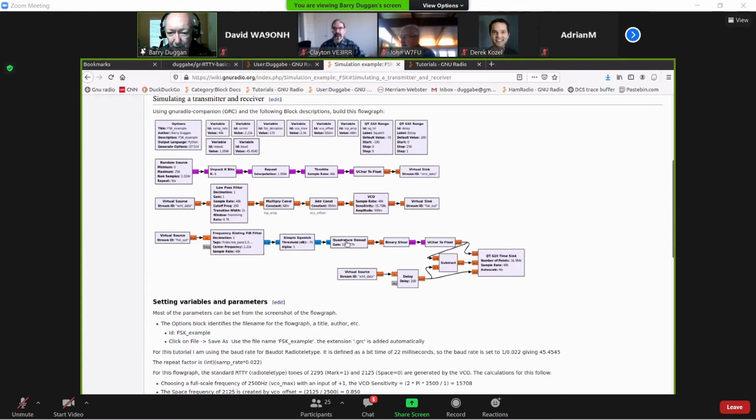And then the quadrature demod will put out a positive signal when the frequency is above zero and a negative signal when the frequency is below zero. And then the binary slicer puts out a one when we have a positive input and a zero when we have a zero or negative input, which I hope you realize is back to the bits we were transmitting.